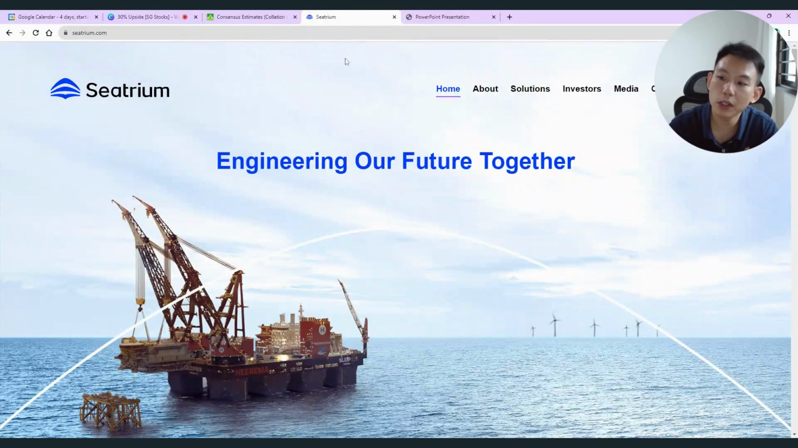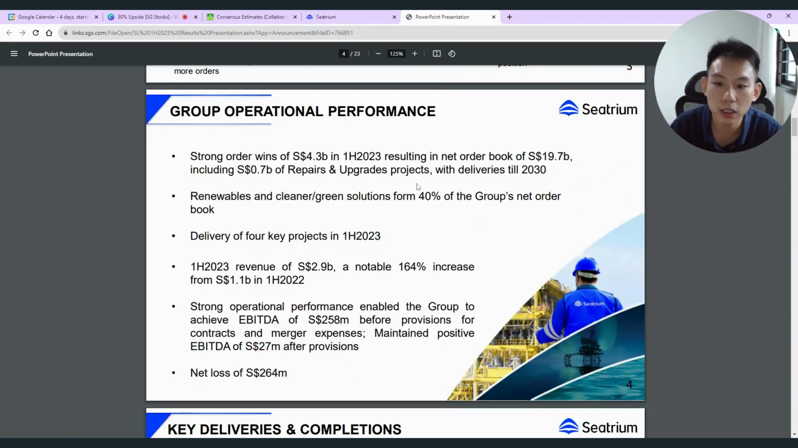Right, so the last stock on our list is Citrum, previously known as Samcorp Marine. Since then it has merged with Keppel Offshore and Marine to form a consolidated player, and they are able to secure a lot of new order books as shown in the latest presentation slides here. They have a strong order wins of 4.3 billion in just the first half of 2023. So total order book is, I think, at the time of the video, already exceeded 20 billion.